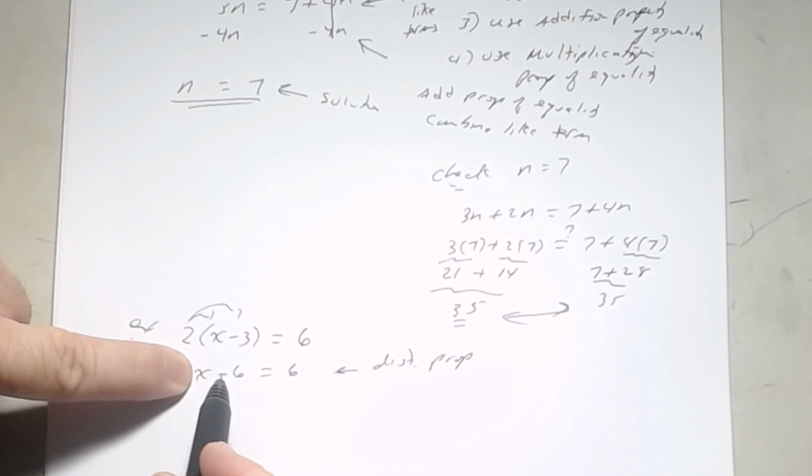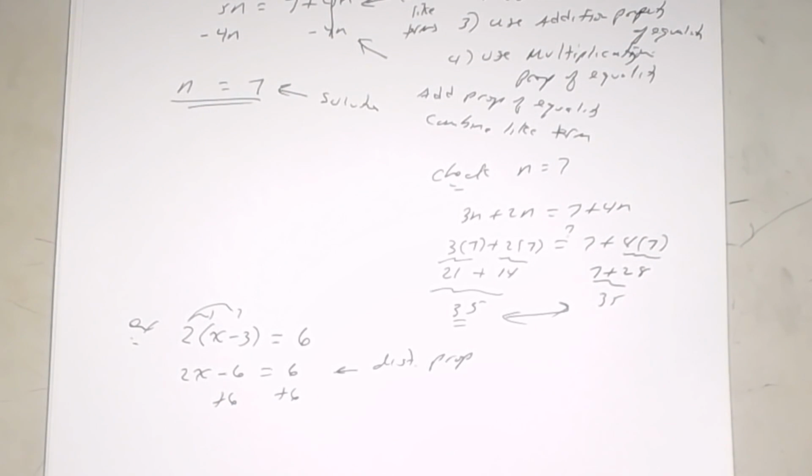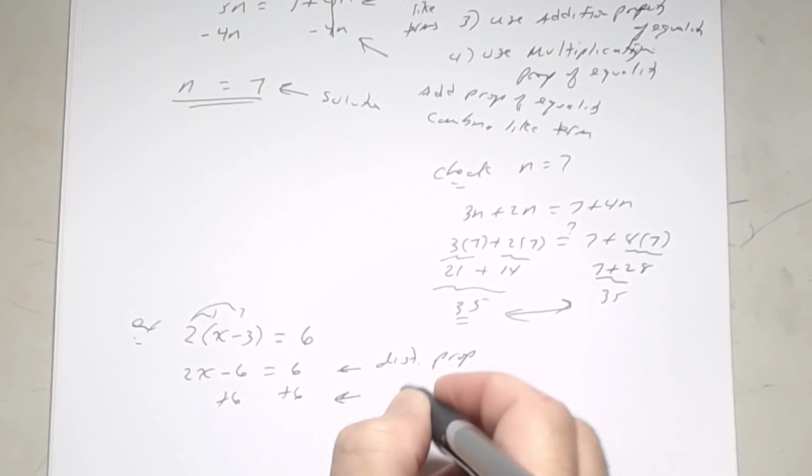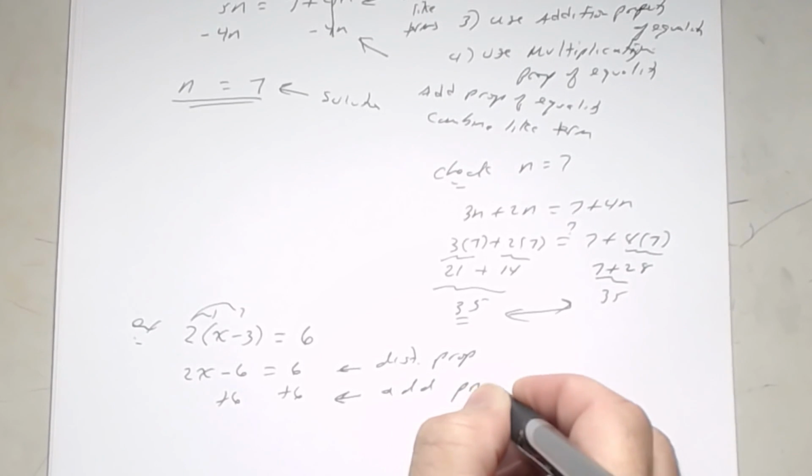Right now I'm subtracting 6. What's the opposite of subtracting 6? Adding 6. You're going to say plus 6 on each side. Now what allows me to say add 6 to both sides? Addition property of equality.